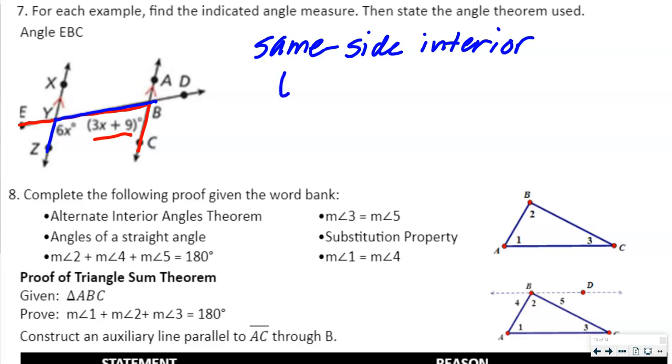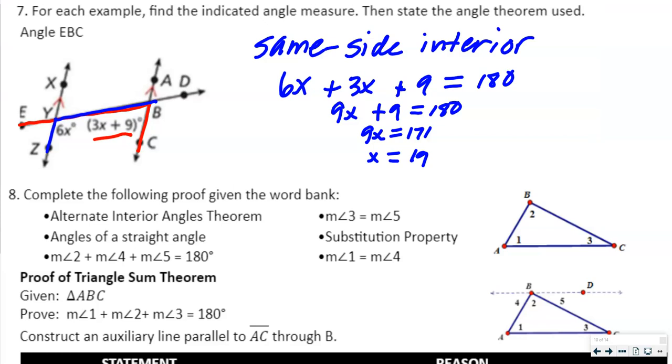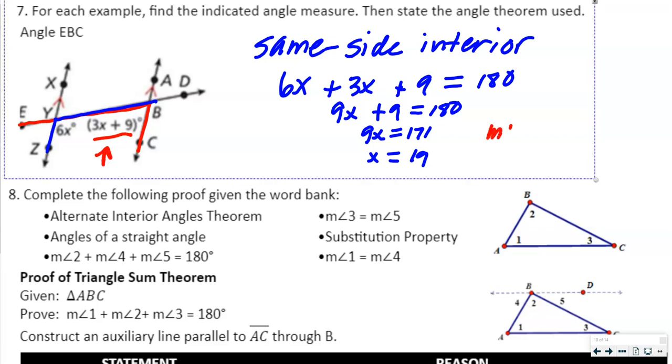So they are supplementary. So we're going to say 6x plus 3x plus 9, that equals 180, right? So that's going to be 6x plus 3x is 9x plus 9 equals 180. We're going to subtract 9 from both sides. So that's 9x equals 171. So how many times does 9 go into 171? 19 times. So this is 19. Then to find the angle that we're looking for, remember we're looking for this guy right here, right? So the measure of angle EBC is going to be equal to 3 times 19 plus 9. Well, that is 66 degrees.